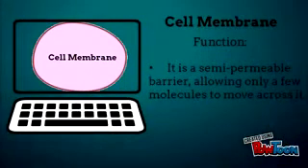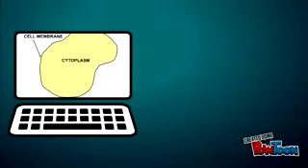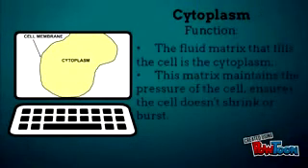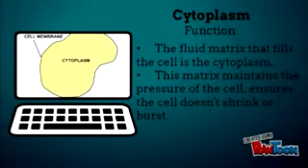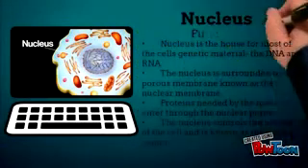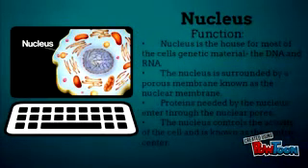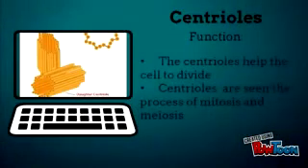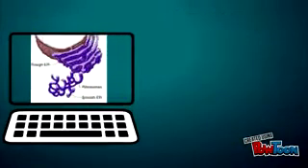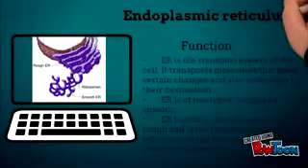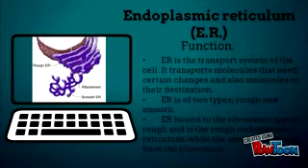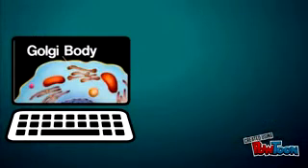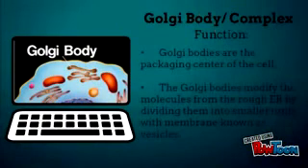Cell membrane. It forms the outer covering of the cell and is semi-permeable. The cytoplasm. It is a gel-like matrix where all the other cell organelles are suspended inside the cell. Nucleus. It contains the heredity material DNA and directs the activities of the cell. Centriole. It organizes the microtubule assembly during cell division. Endoplasmic reticulum is a network of membranes composed of rough and smooth endoplasmic reticulum. The Golgi complex. It is responsible for storing and packaging cellular products.